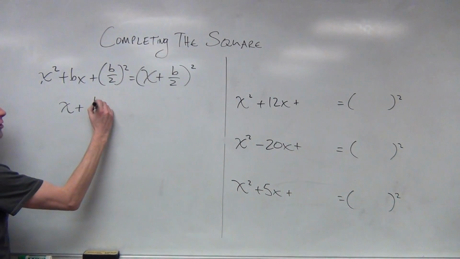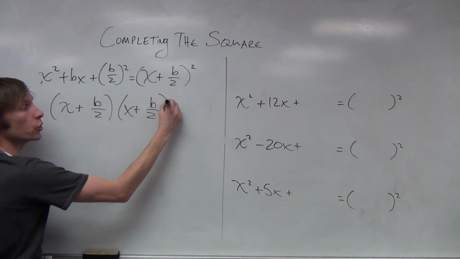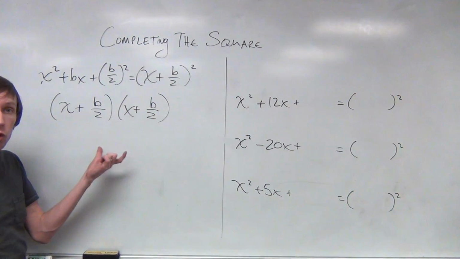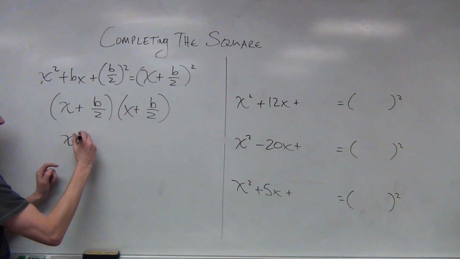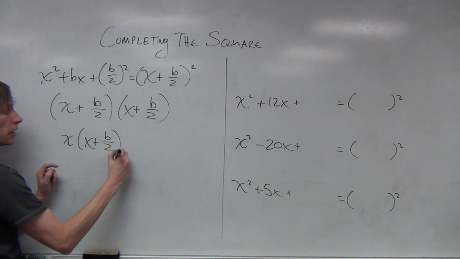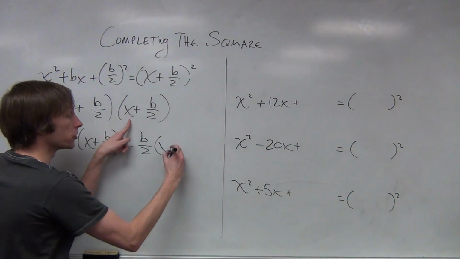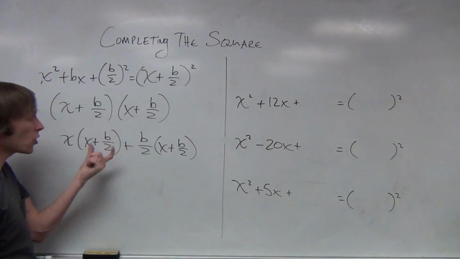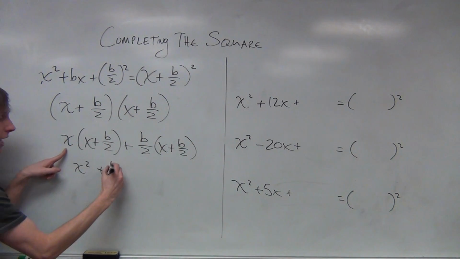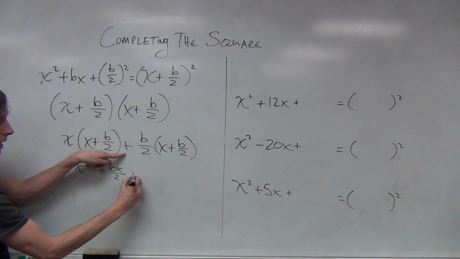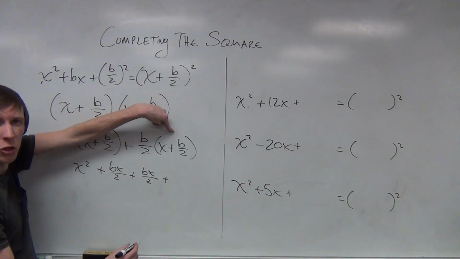When I have x plus b over 2 squared, it means I'm taking x plus b over 2 times itself. And so this is what we'll do. We'll use the distributive property. I'll take x times x plus b over 2, and I'll take b over 2 times x plus b over 2. When I do distribution, I get x squared plus bx over 2, and b times x over 2, plus b over 2 times b over 2.